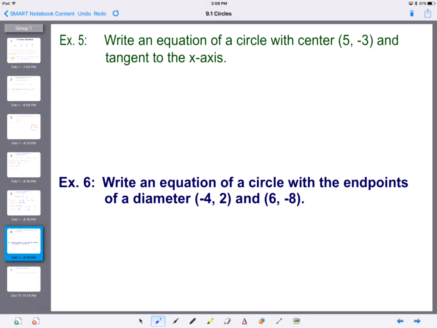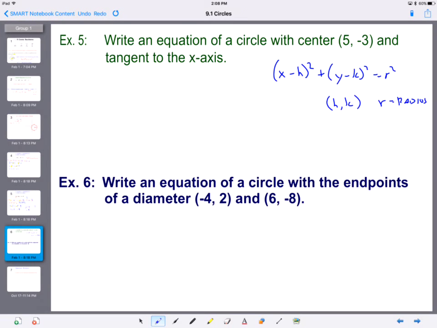Example 5, write an equation of a circle with a center 5, comma, negative 3, and tangent to the x-axis. Well, the 5, negative 3, what are the things that you need for a circle? Here's your equation. X minus h squared plus y minus k squared is equal to the radius squared. So what things do you need? Well, there's really two parts. You need the h, k and you need the radius. Alright, well the nice thing is the center, 5, negative 3, you have the h, k. So the only part you're really missing is the radius of the circle.